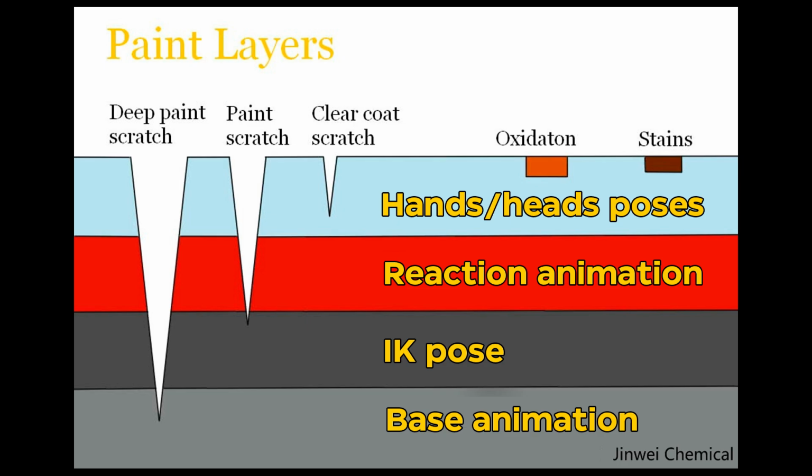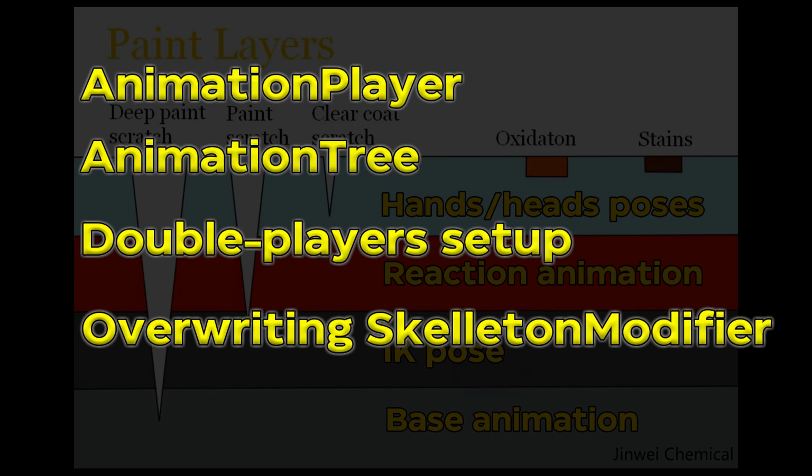The first step you need is to think, decide and document what will be the bottom layer in your framework. It can be anything: an animation player, this stuff with two players, an AnimationTree, or a skeleton modifier that does not have any bones filtered out and has an influence of 1.